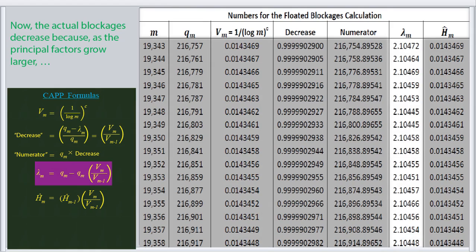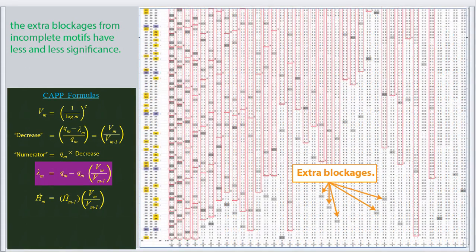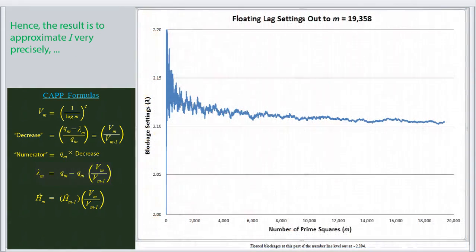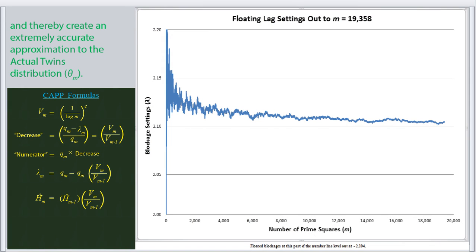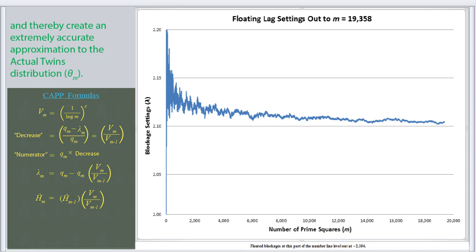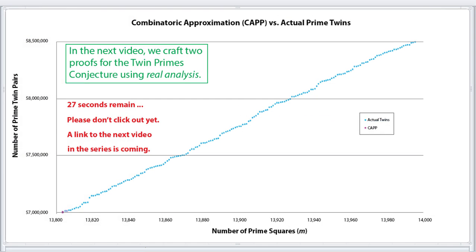Now the actual blockages decrease because as the principal factors grow larger, the extra blockages from incomplete motifs have less and less significance. Hence the result is to approximate I very precisely, and thereby create an extremely accurate approximation to the actual twins distribution. In the next video, we craft two proofs for the twin primes conjecture using real analysis.